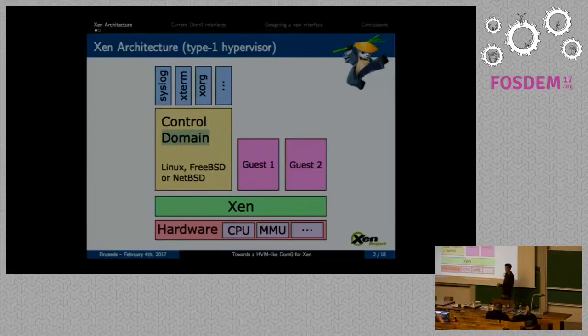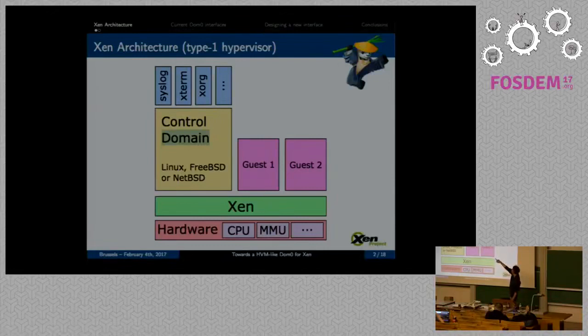It doesn't have drivers for PCI devices. It doesn't have drivers for anything else, basically, for your disk. It doesn't have any of those drivers. All those drivers are inside of what we call the control domain. That's the first guest that's launched by Xen, and it can either be Linux, FreeBSD, or NetBSD, basically. And usually inside of that domain, we have all the drivers for the different devices on the system, the PCI devices, the network cards, the disk, everything is usually inside of the control domain.